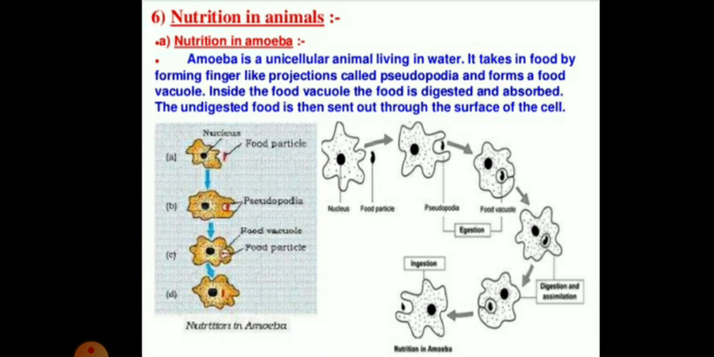So we know the amoeba is a unicellular organism which lives in water, and it takes in food by finger like projections called pseudopodia, and forms a food vacuole in its body. So there are many food vacuoles in its body. Inside the food vacuoles, the food is digested and absorbed, and the undigested food is then sent out through the surface of the cell, because all body functions are performed by a single cell, because the amoeba is a unicellular organism.